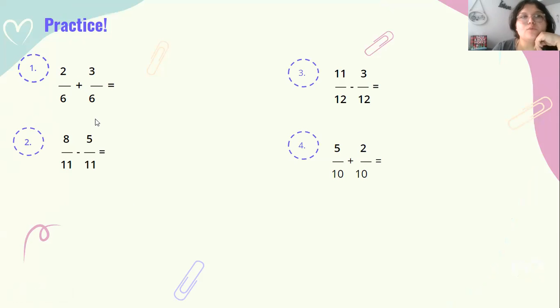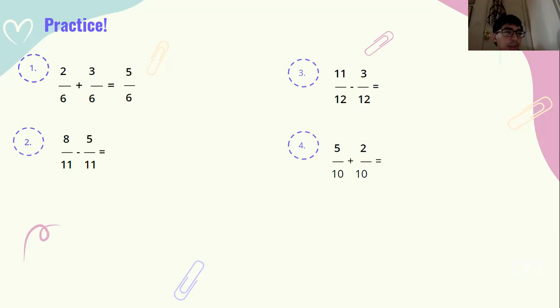So for number 1, 2/6 plus 3/6. Yamalin, can you answer number 1, please? 5/6. That is correct. It is 5/6. Number 2, 8/11 minus 5/11. Can you tell me the answer to number 2? 3/11. That is correct. It is 3/11.